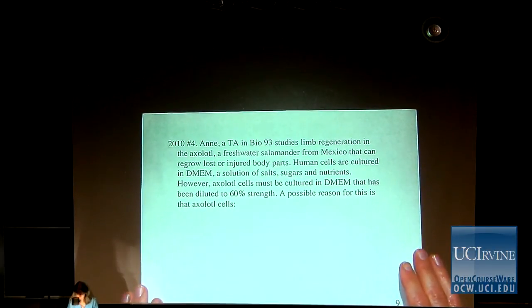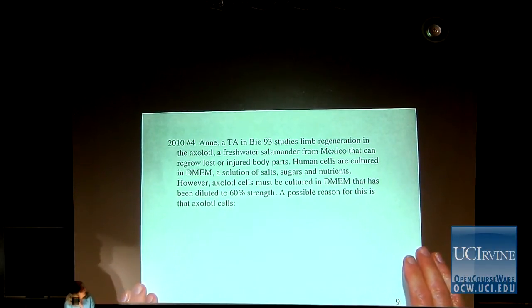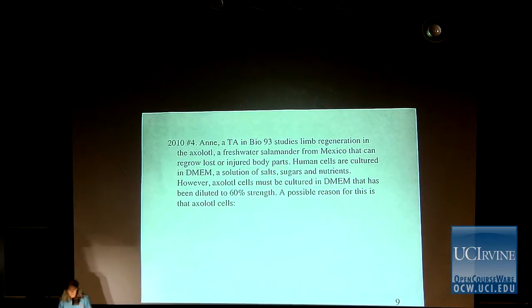Actually, this one is another one on osmolarity. A TA in Bio-93 studies limb regeneration in the axolotl, a freshwater salamander from Mexico that can regrow lost or injured body parts. Human cells are cultured in DMEM, a solution of salts, sugars, and nutrients. However, axolotl cells must be cultured in DMEM that has been diluted to 60% strength. A possible reason for this is that axolotl cells... go ahead and think about that, talk to each other for a minute, and then we'll go over it.